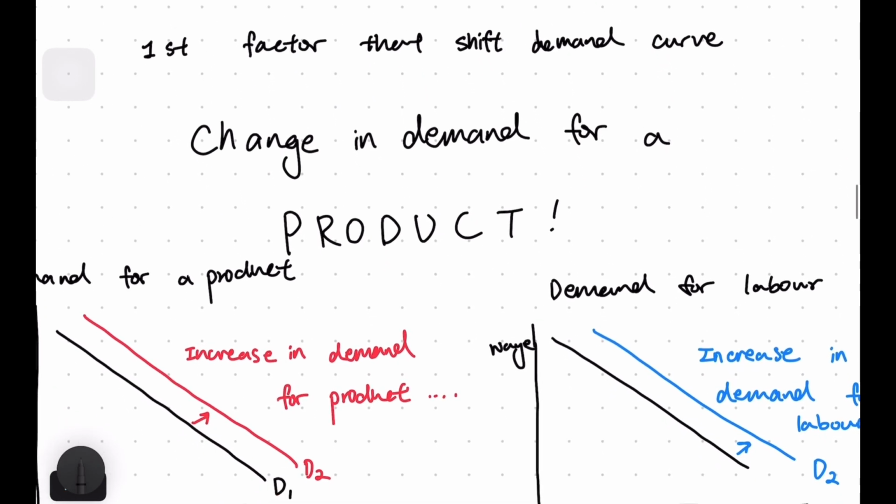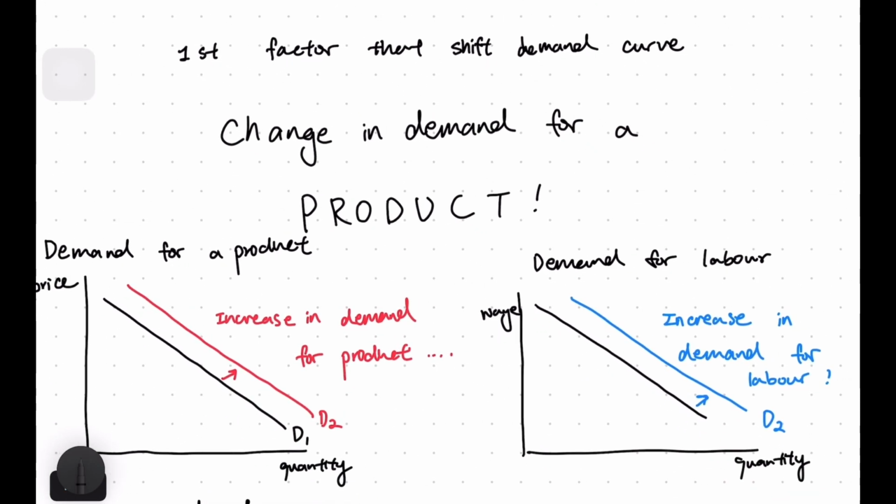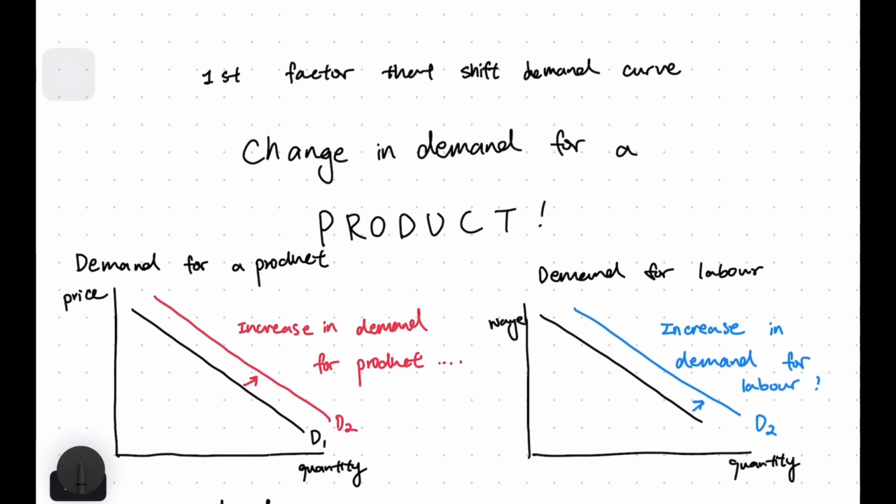The first one is changes in demand of a product. An increase in demand for a product will lead to an increase in the demand for labor, as firms will need to produce more of the product to meet the increased demand. This increase in labor demand will shift the labor demand curve to the right, indicating that at any given wage rate, employers will be willing to hire more workers than before.